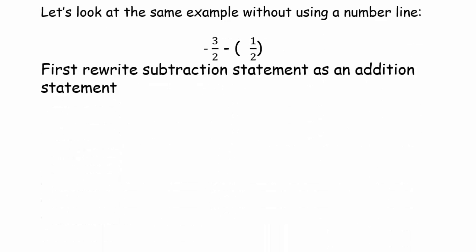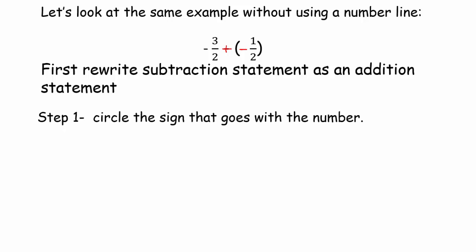Let's look at the same example, but without using a number line. Just like when we were subtracting integers using our rules, your first step is to rewrite the subtraction statement as an addition statement. And we remember to do that: you change your subtraction to addition. You take the opposite of the number being subtracted. You change the sign of the number being subtracted. As soon as you're done rewriting that subtraction statement as an addition statement, fall back on your rules for addition, which means you'll circle the sign that goes with the number.